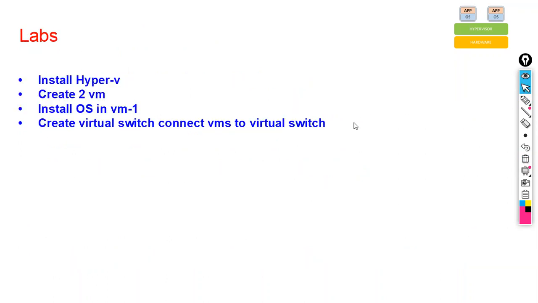Now what we will do, we will install the Hyper-V on our Windows Server operating system. Then after installing the Hyper-V, we need to create two VMs. Then we will install the operating system on one virtual machine. After that, we will do the networking part that we will discuss later.